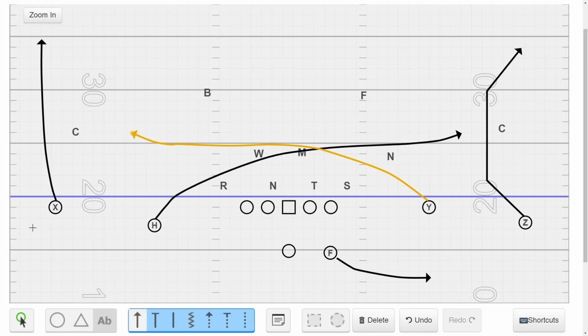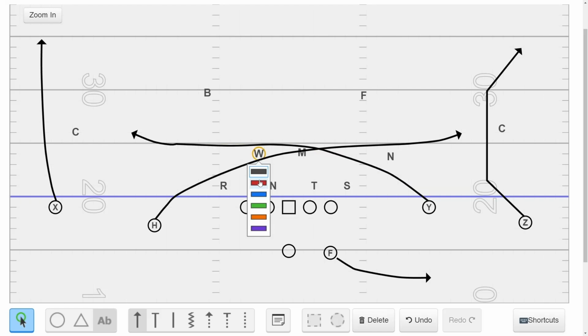Okay. Now, if they encounter zone, which is what we're hoping for, as soon as they clear the mesh, they're looking to sit down in the first gap, or the first space that they see in the defense. Okay, so we're just going to highlight these guys in red to make this a little bit easier.